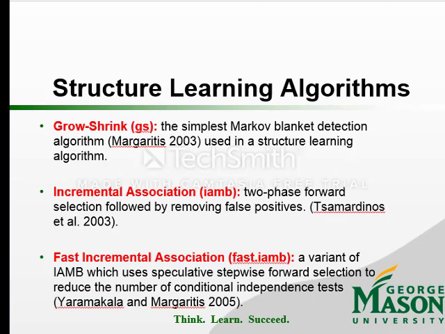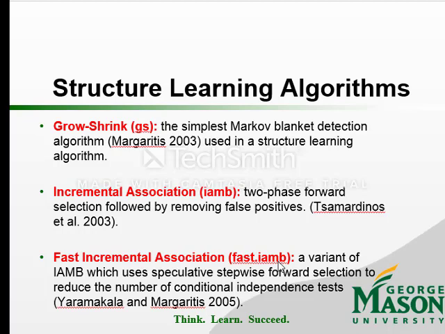The bnlearn package implements the following constraint-based learning algorithms. We'll be able to see the function names in between parentheses here. The first one is grow-shrink, or the GS function, which is based on the grow-shrink Markov blanket. It's the simplest Markov blanket detection algorithm used in structure learning.